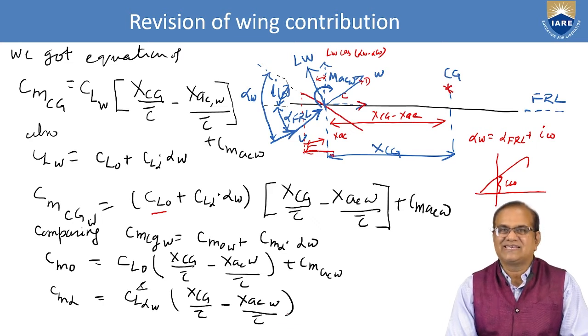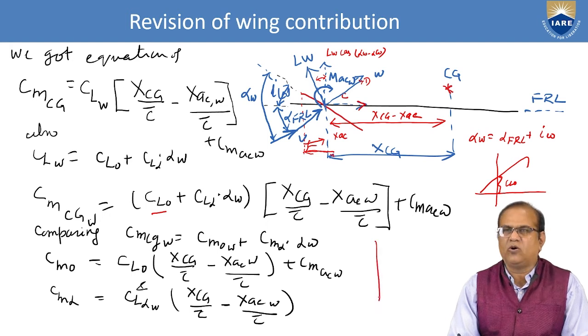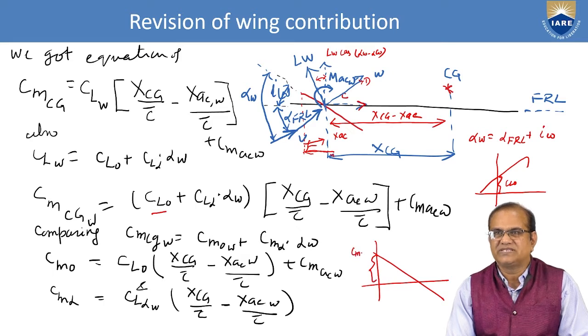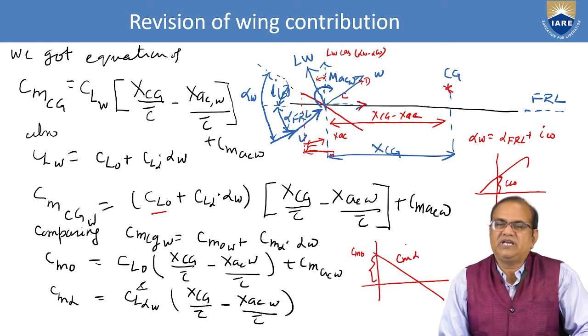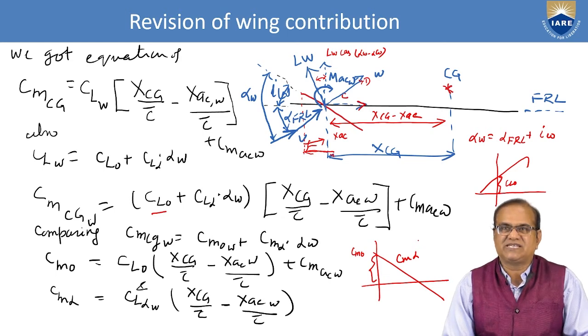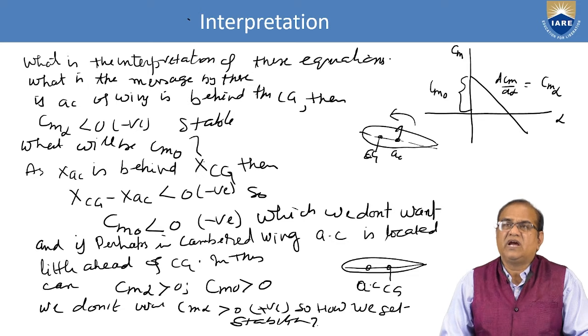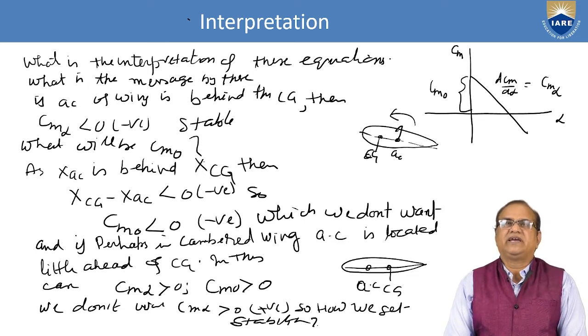So we got here CM naught and CM alpha. You can see here, what is the meaning of CM alpha? If it is like this, this is the CM naught, and this is the CM alpha. These two things we have to understand, and only then will we be able to express this contribution of the wing. Now I want the interpretation of these previous equations.